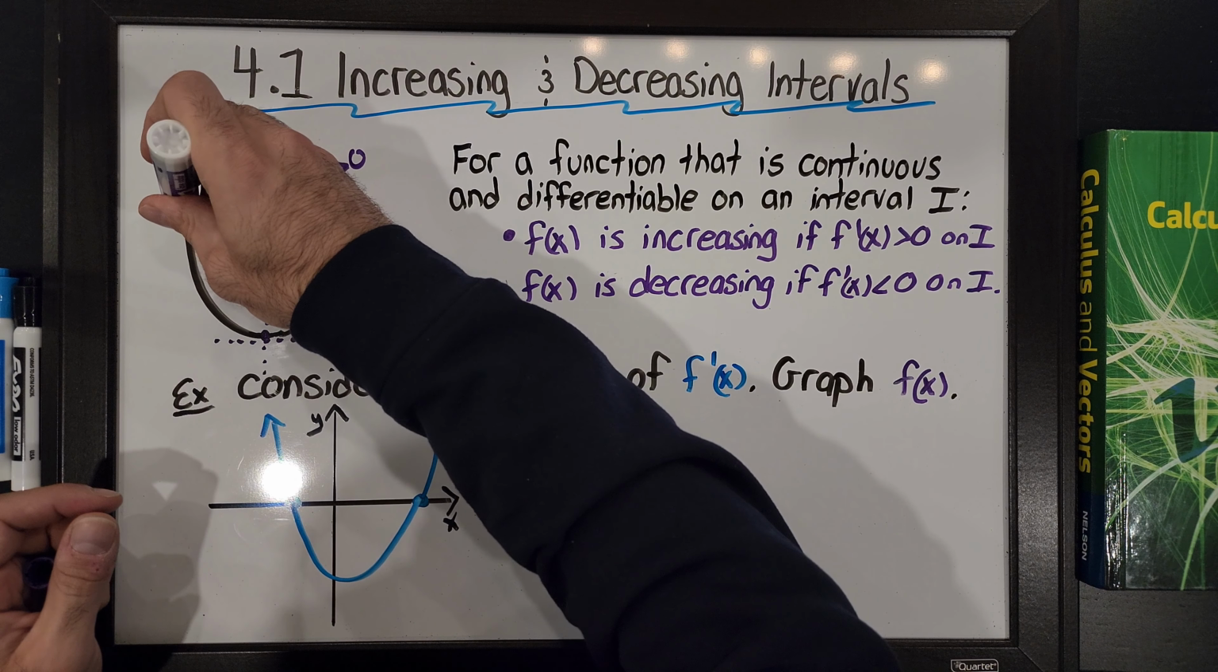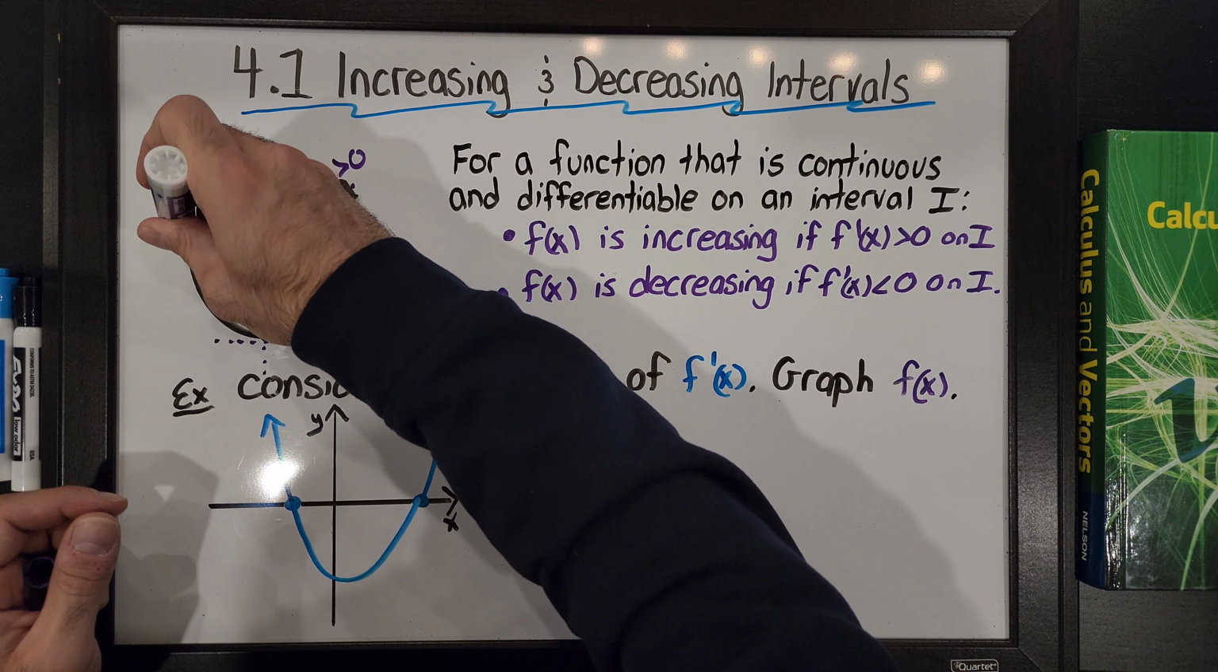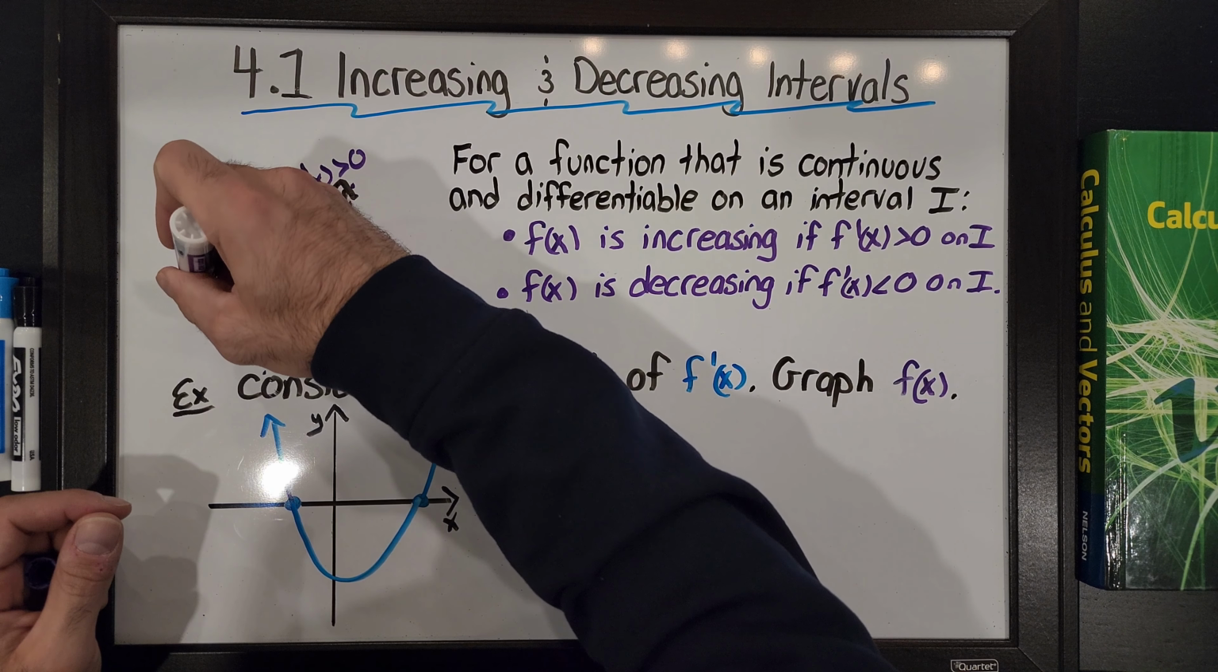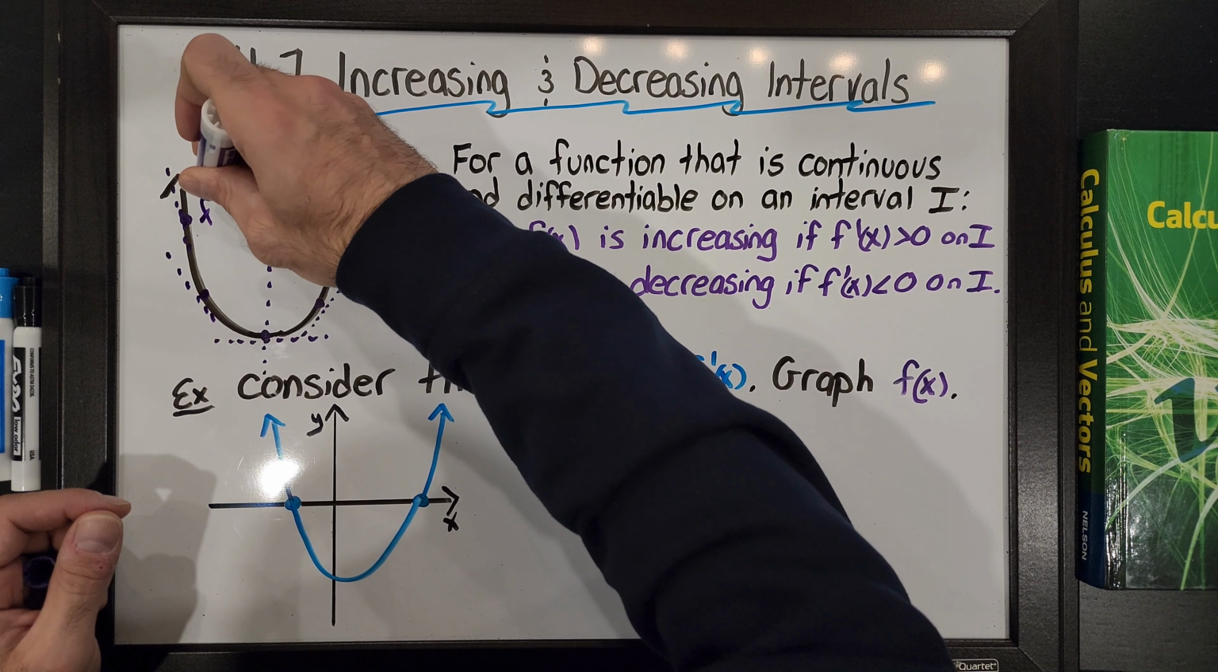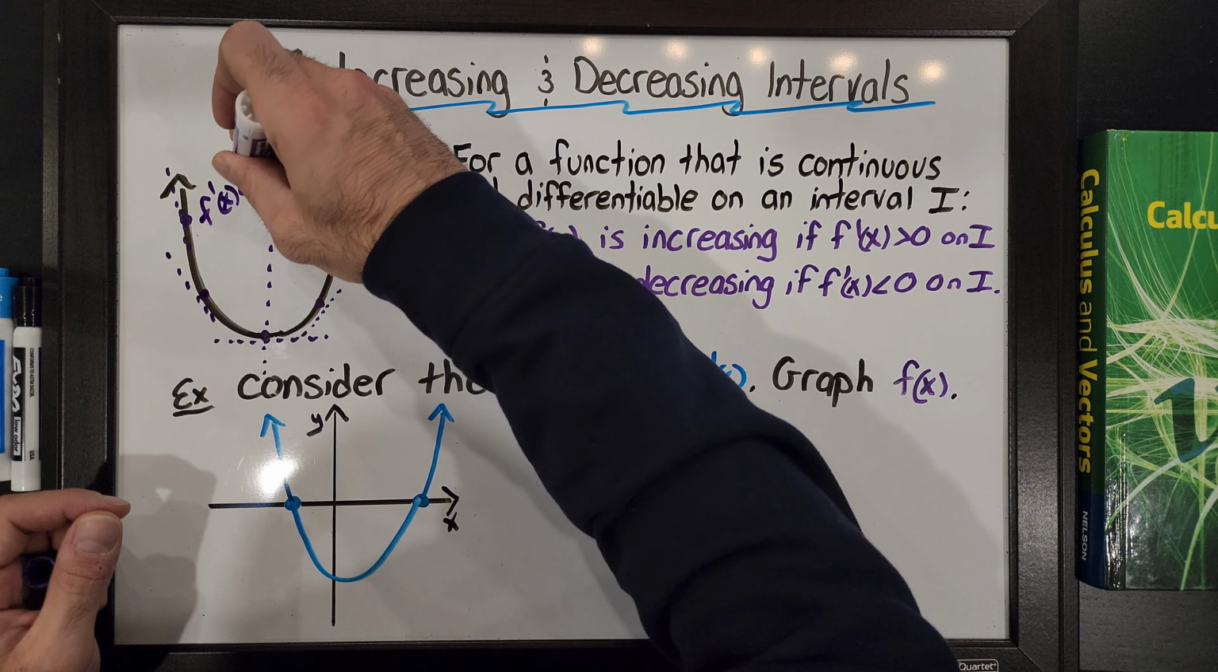Whereas on this side, every slope is negative. All these slopes of the tangents are negative here. So we can conclude that on this side, f prime at x is less than 0. And that's what this is saying here. f at x is increasing if f prime at x is greater than 0, and f at x is decreasing if f prime at x is less than 0.